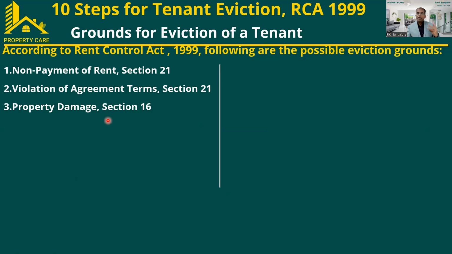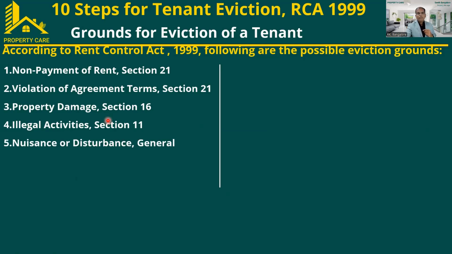Property damage. If a tenant has damaged the property and is reluctant to move out, on such grounds we can do an eviction process. Illegal activities, such as drug peddling, are also grounds, and we can evict on that. Nuisance or disturbance is general, not tied to any specific section, but on this clause also we can do an eviction.